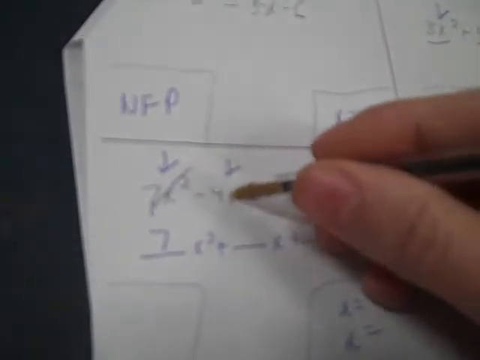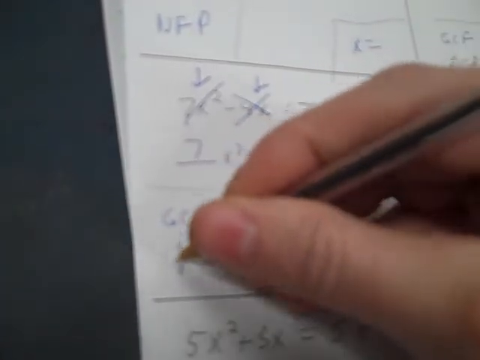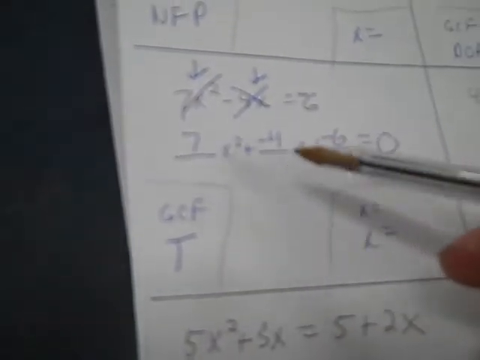So x second I got 7. Regular x I got negative 4. And then constants, non-x numbers, I have negative 6. And now I see clearly there are 3 terms. So that would be GCF T. Because if you have to factor, you really don't know until you have the equation set at 0.